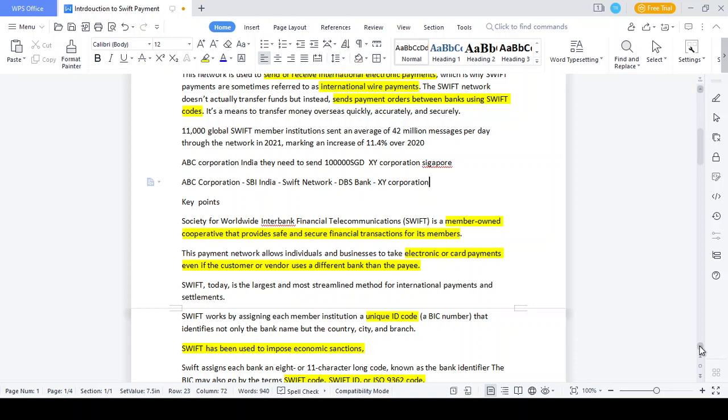What organizations are available in the SWIFT network? They have a unique ID code. That code we call a BIC code. Based on the BIC code only, each and every institution using the SWIFT network has a BIC code or IBAN number.